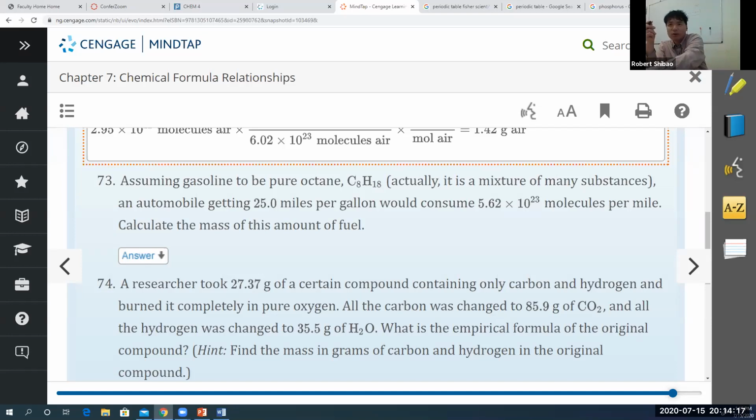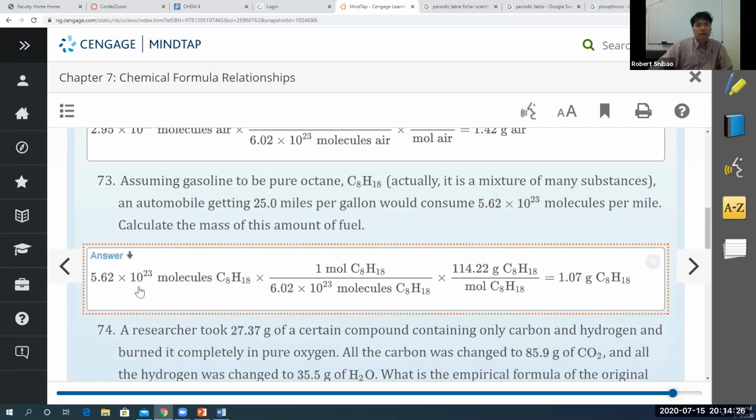The amount of fuel is 5.62 times 10 to the 23rd molecules of octane. Let's look at it here. They go from molecules of octane to moles of octane, then moles of octane to grams of octane using the molar mass: 8 times 12.01 plus 18 times 1.008 gives us 114.22. This is 106.6 grams of octane.